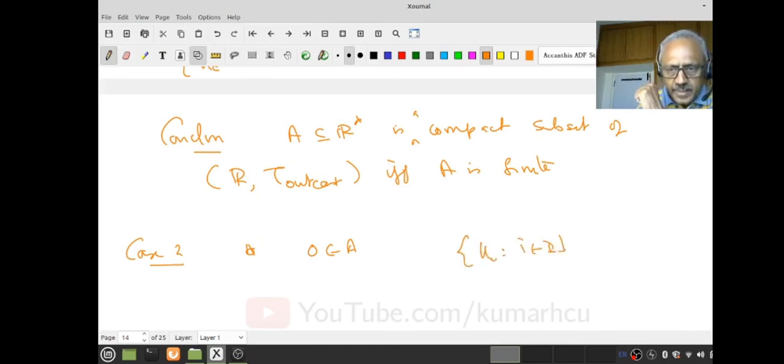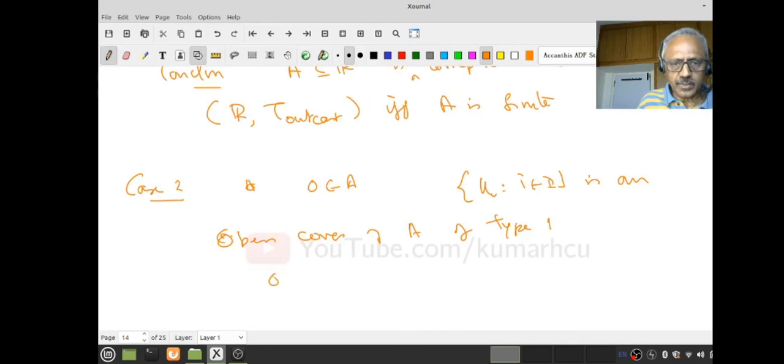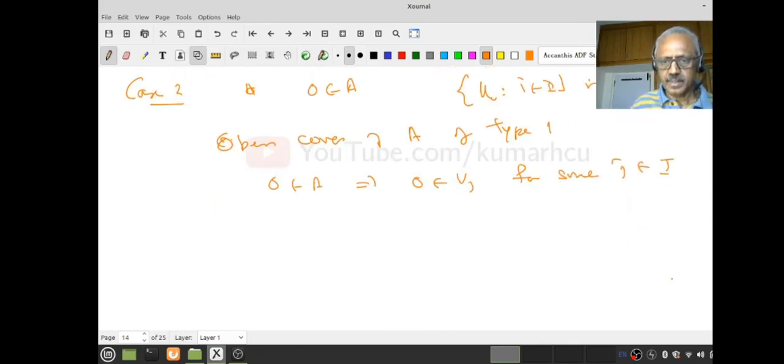U_i, i in I, is an open cover of A of type 1. Now, since 0 belongs to A, it implies 0 belongs to U_j for some j in I. But in the outcast topology, U_j is open and contains 0. What does that mean? That means U_j is all of X.